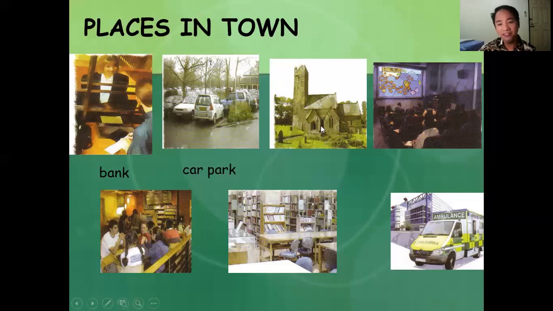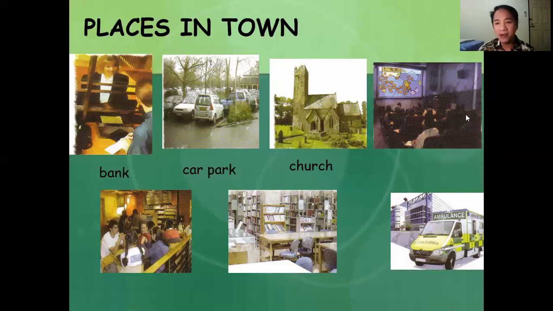Another photo is this one. What is this? Look at the photo. Yes, it is a church. It is a church, a place for worship. You can go there to pray and to worship. But in Thailand, you don't have churches here. Most of them are temples, right? So if you are a Christian, you go to the church, like me.